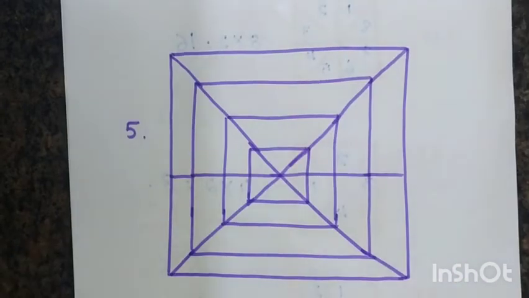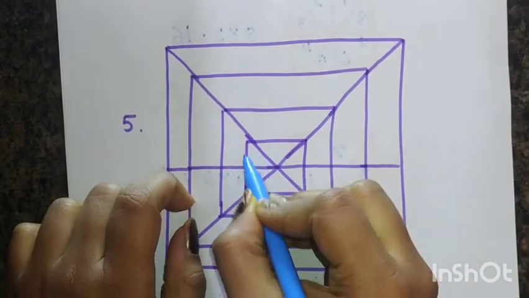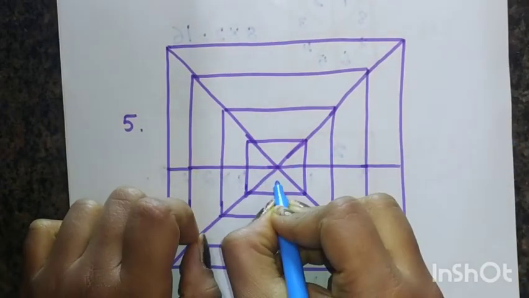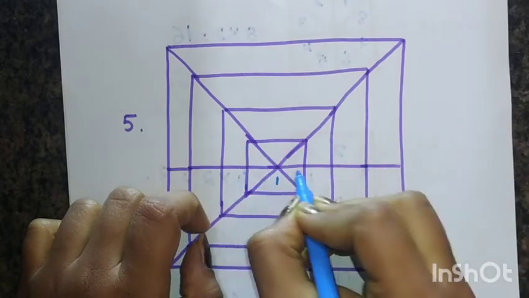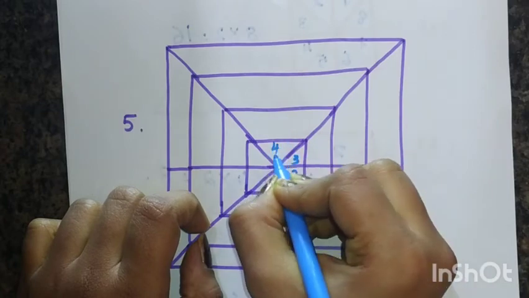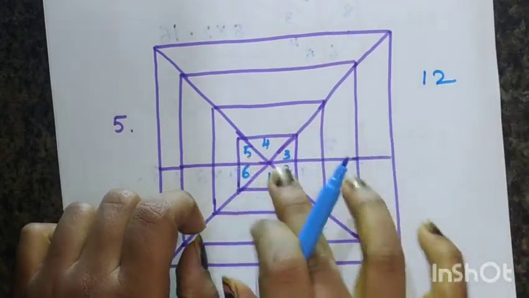In type 2 I have another question for you. So this is the question. Now I take first the smaller square. There are how many triangles? 1, 2, 3, 4, 5, 6. So 6 into 2 is 12. So the first square has 12 triangles.